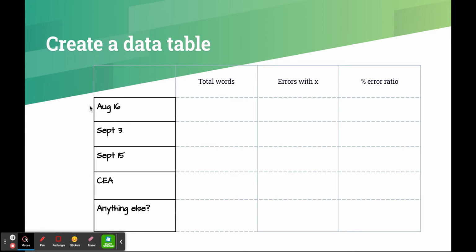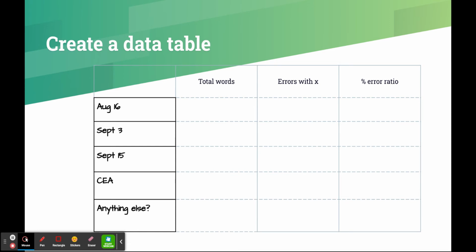I'm going to go back to this August 16th entry that I had 321 words on, and I'm going to count the number of times I see a pink highlight or a pink piece of text. If I see 7 of those, then I'm going to put 7 here in errors with X. X is my focus skill. Okay? Total words, number of words with that error.